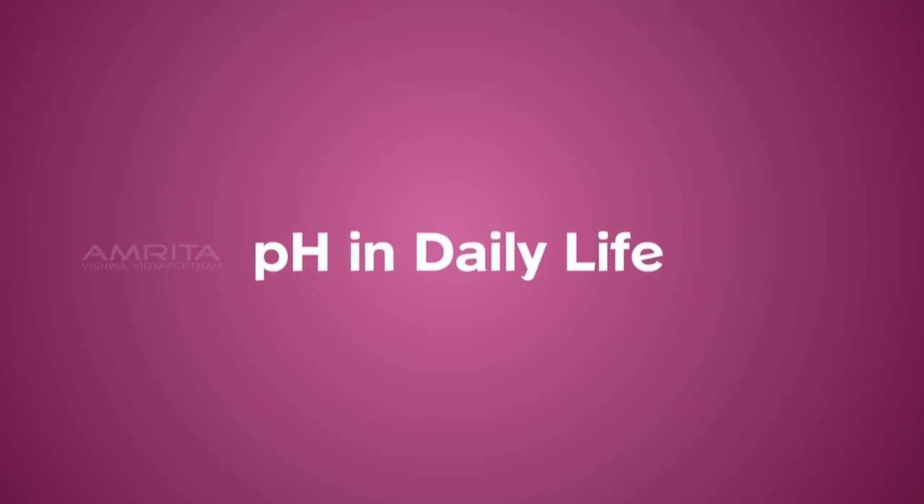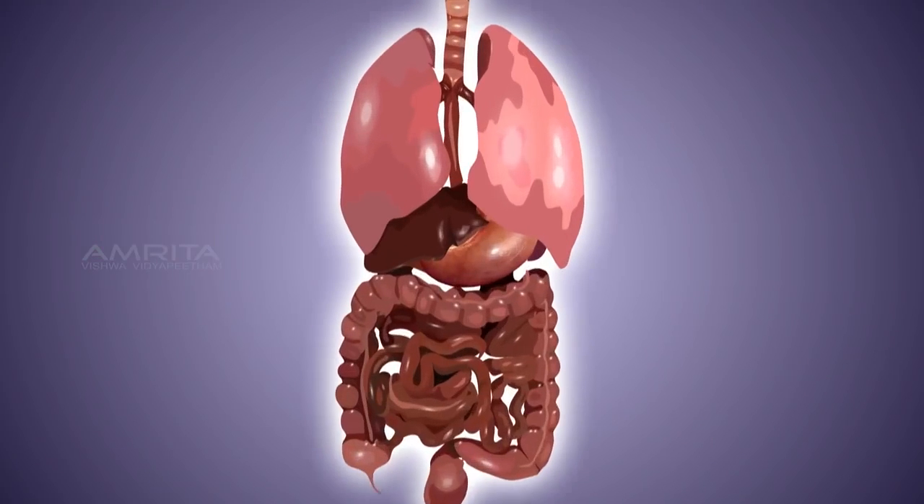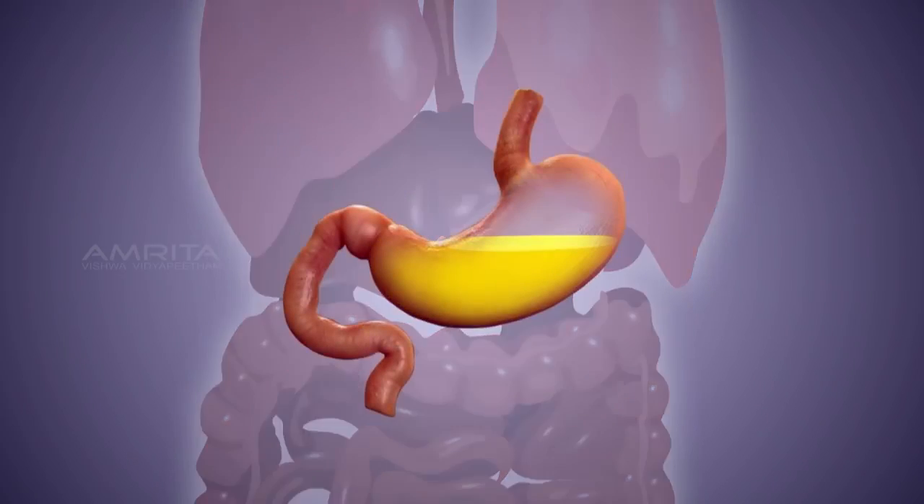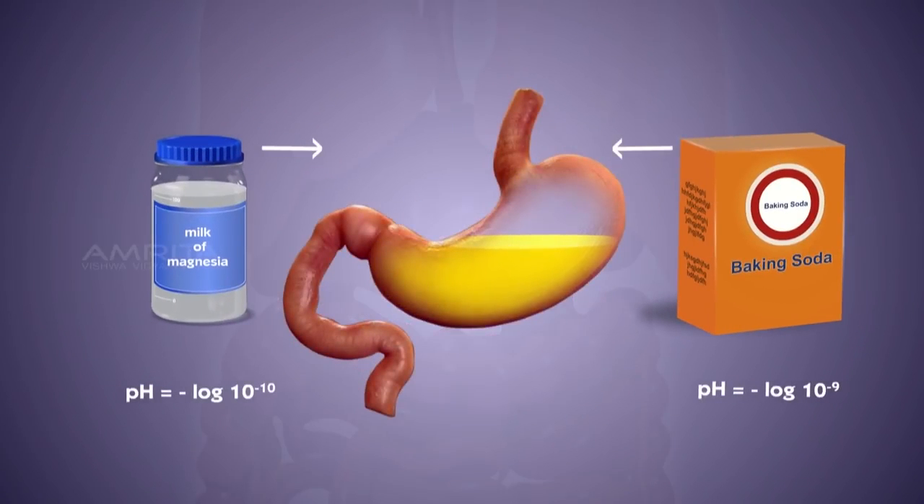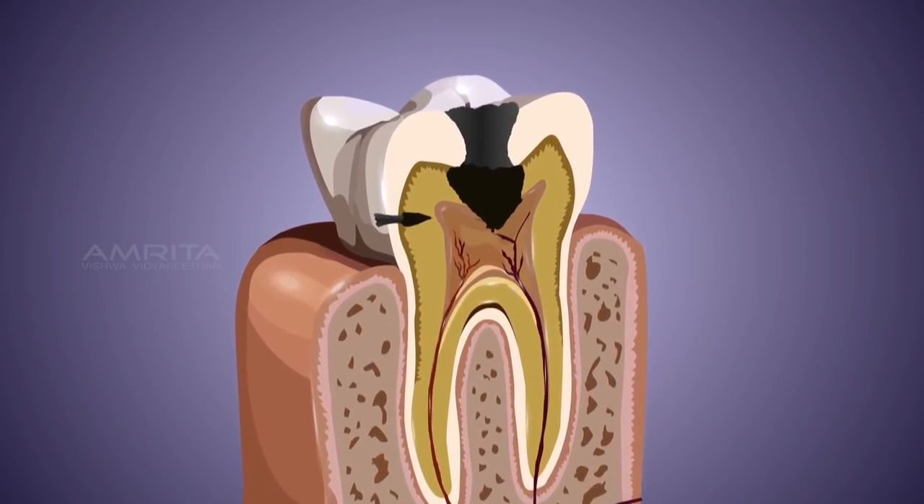pH occupies an important place in our daily life, such as our digestive system has pH. Excess gastric juice produced in our stomach can be neutralized with antacids. pH change leads to tooth decay.